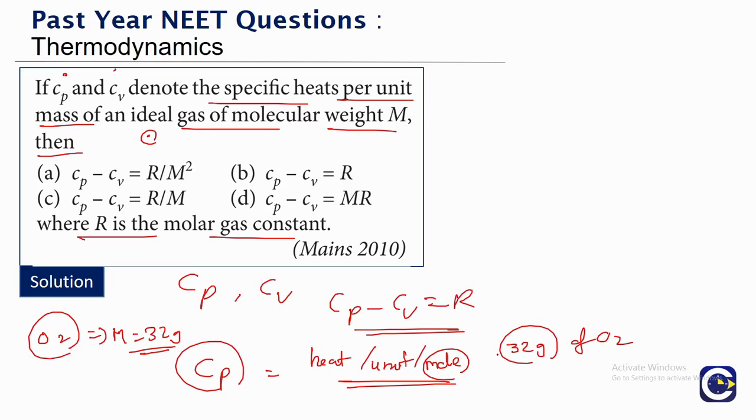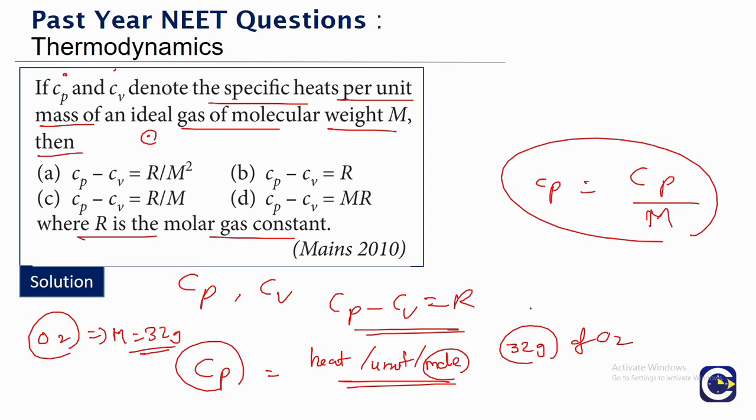What will be the heat required for unit temperature change for 1 gram of oxygen? That is what you are calling the small Cp. So small Cp will be equal to capital Cp divided by the molar mass. For 32 grams, it requires some amount of heat per unit temperature change, that is capital Cp. We have to divide that by the molar mass, by 32 grams in the case of oxygen. That gives us how much heat is required per gram per unit temperature change. So similarly small Cv, right?